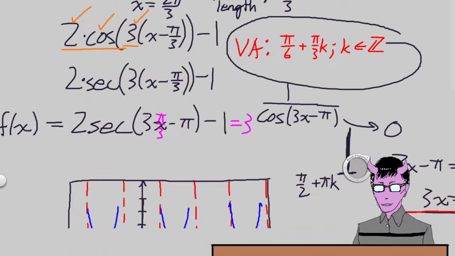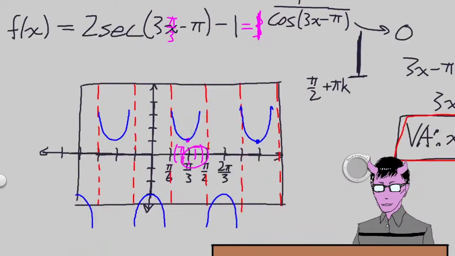So pi over 3 times 3 is pi. Pi minus pi is 0. Secant of 0 is 1. 2 times 1 is 2. And then 2 minus 1 gives us the fixed 1, which is going to be good. So that gives great confidence that this graph is correct.